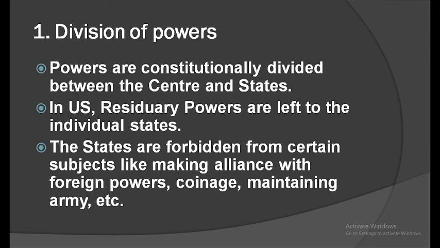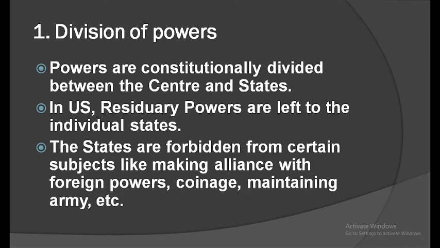First, division of powers. In the Constitution of the United States, powers are constitutionally divided between the center and states, but there are also concurrent powers that are shared by both the state and the federal government, or powers which are exercised simultaneously by the center and state. These are called concurrent lists or concurrent powers. There are also residuary powers which are left to the individual states.